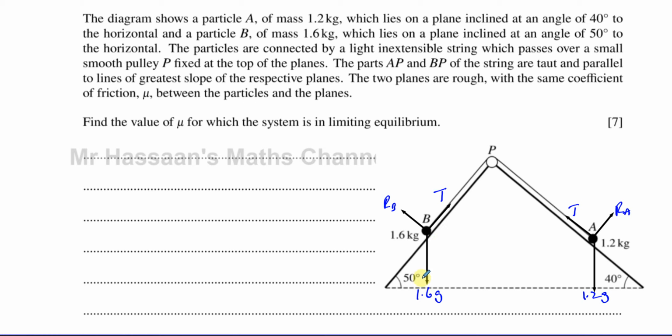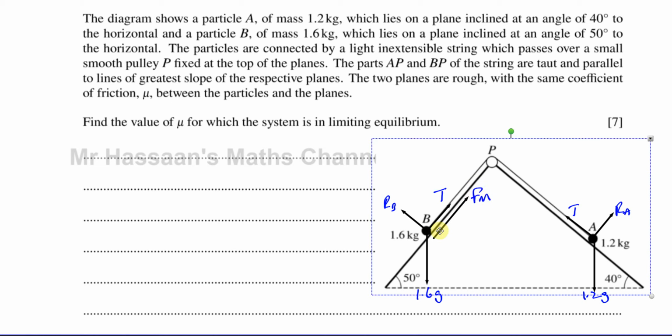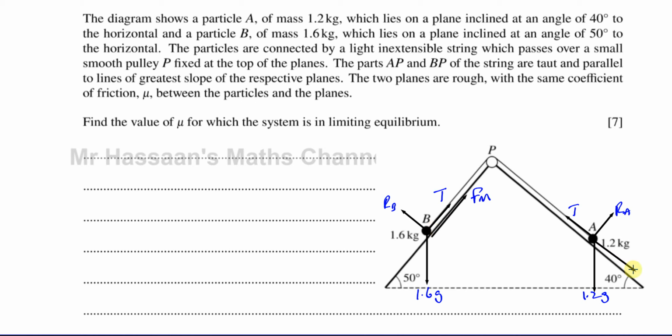Now there's one more force, which is the force of friction, because they're rough planes. If there was no friction at all, then because B is heavier, it would move down here. So the friction is preventing B from going down and also preventing A from going up. For B, the friction will be acting in this direction and it's limiting equilibrium, so that's F max. For A, it will be acting in this direction. That will also be F max. So this is F max for B and this is F max for A.